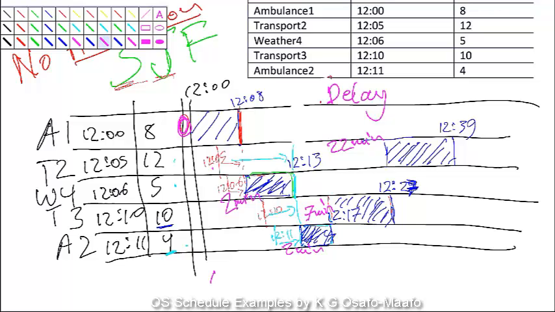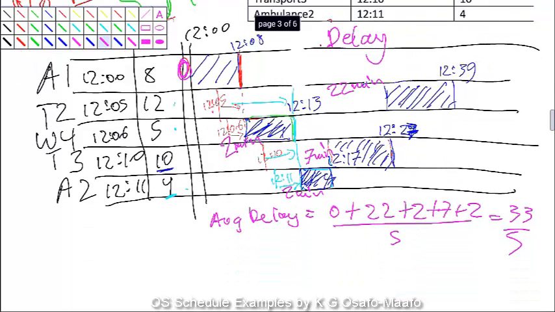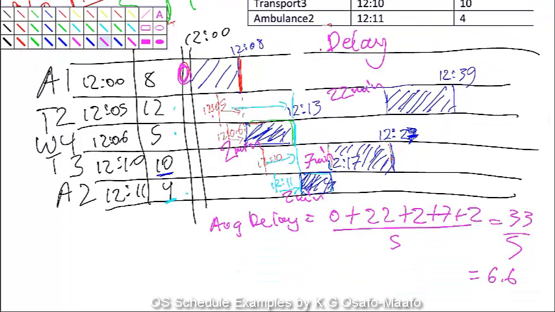So the average delay: 0, 22, 2, 7, 2. Okay, let me just check to be sure doing the right thing. 2, 7, 2. Right, 33 divided by 5, 6.6. Right. What about turnaround time?